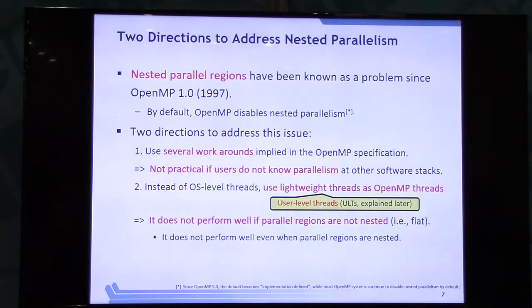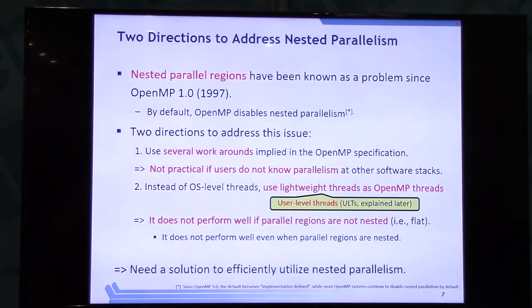The second one is using lightweight threads instead of OS-level threads for OpenMP threads. There have been several proposals, but they do not perform very well if parallel regions are not nested, that is, flat. And to make matters worse, they are often slower than the state-of-the-art Intel or LLVM runtime systems. As a result, the rule of thumb is disabling nested parallelism, but as the software stacks get more and more complicated and multi-threading becomes more and more important, a solution to utilize nested parallel regions is demanded.